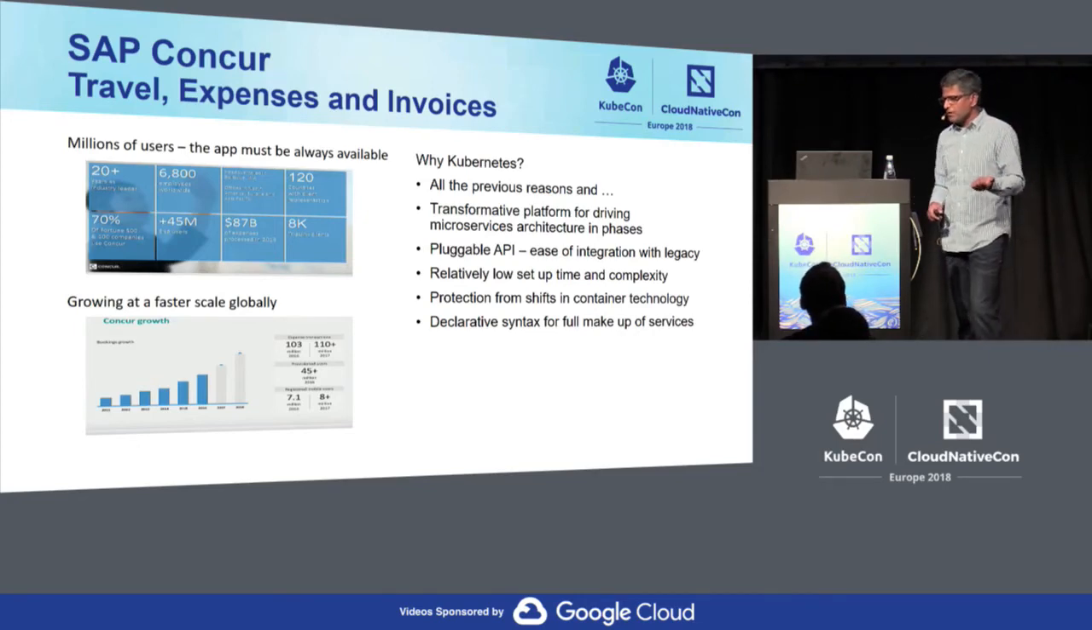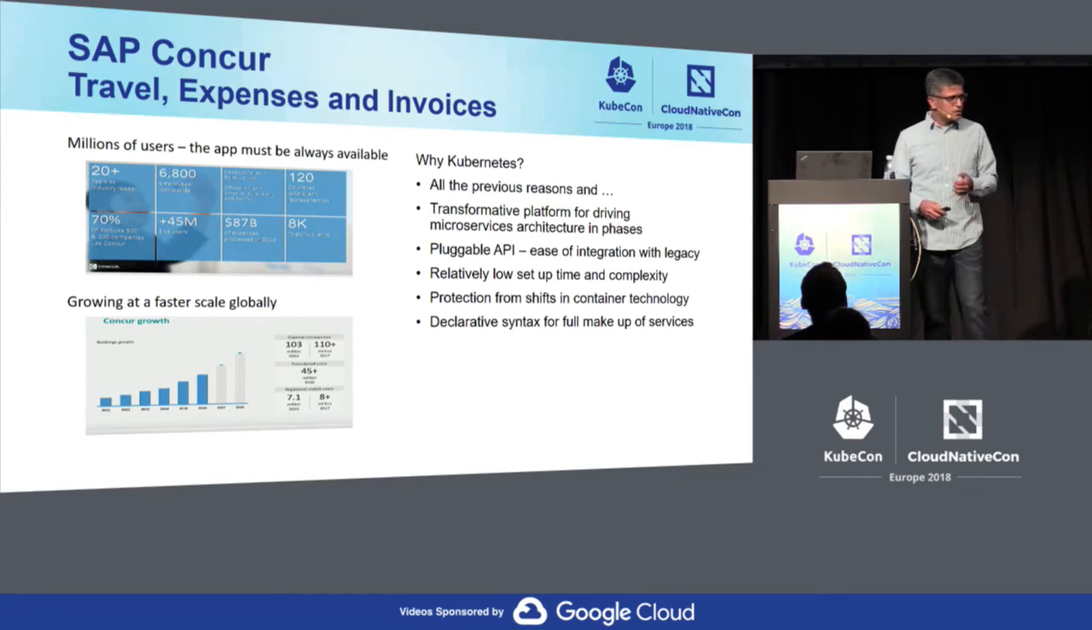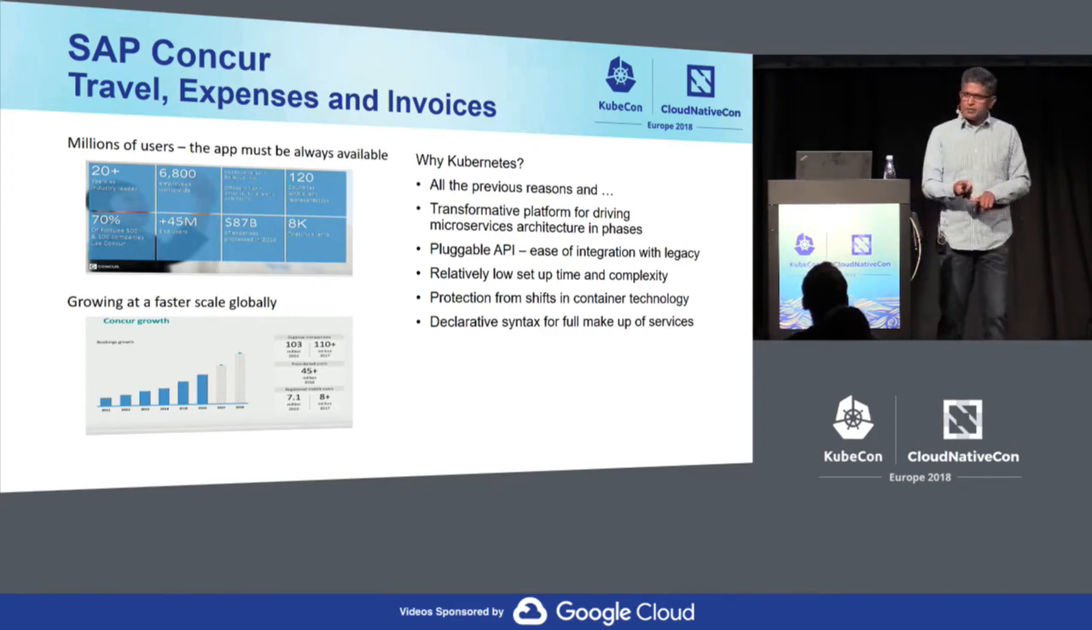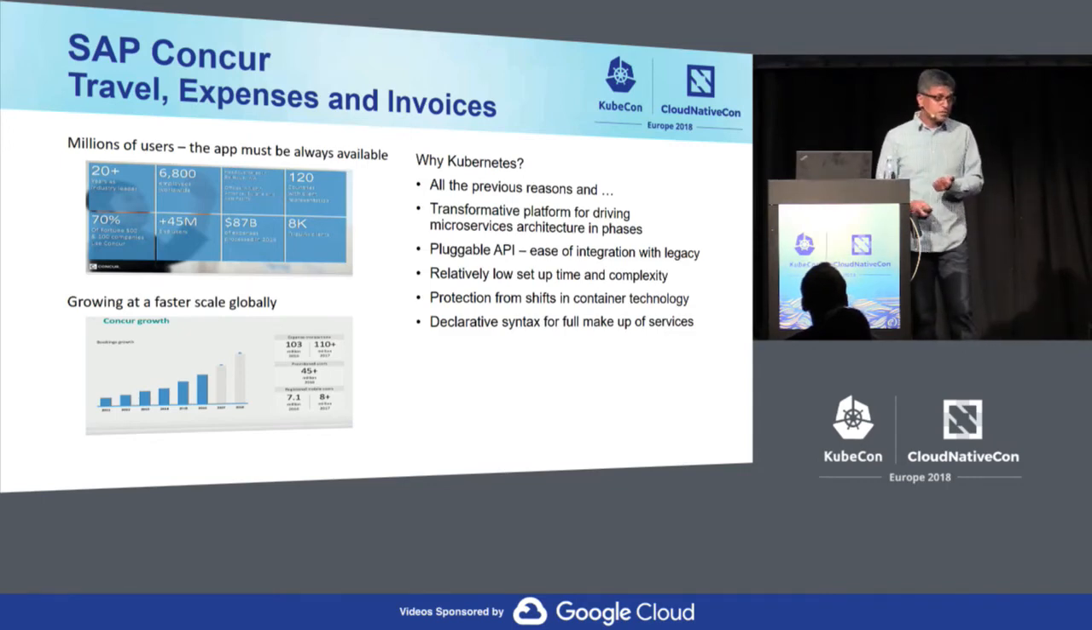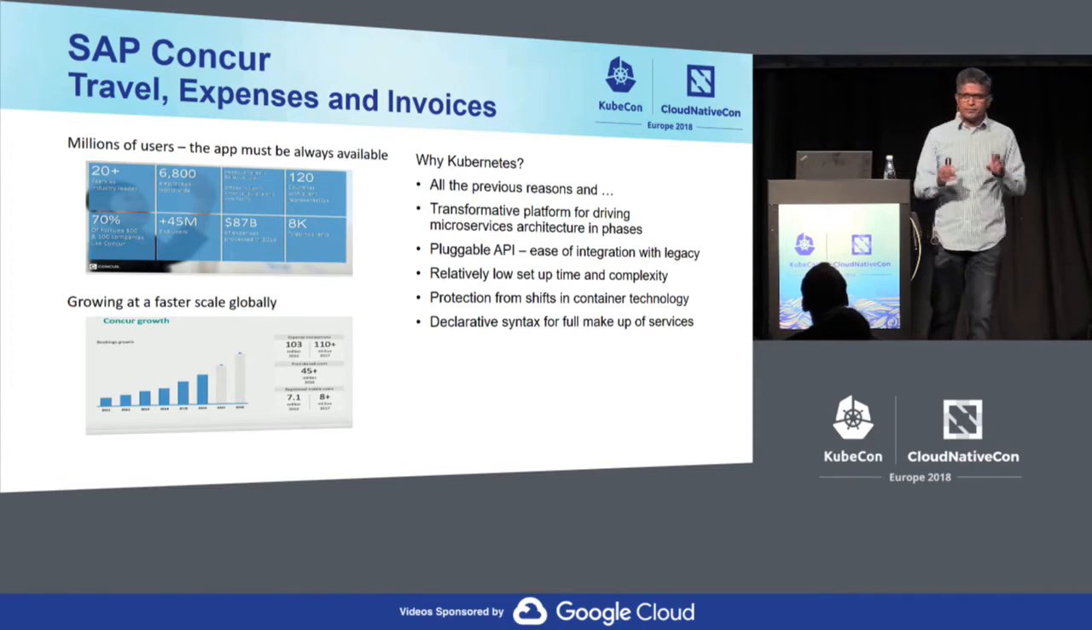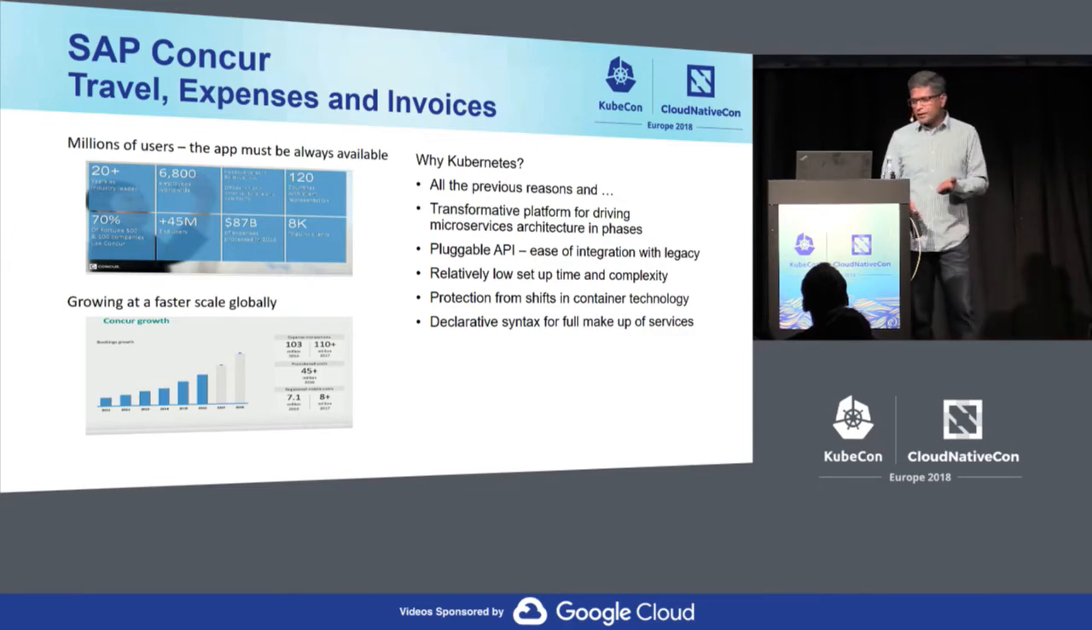It's an application for travel expense and invoice management, which is used by millions of people on the road, and they expect this application to be always available, from wherever they are. The application has been around for a long time, and now it's going through the process of modernizing so that it can meet the needs of increasing scale requirements. In order to do that, this team looked into different options.